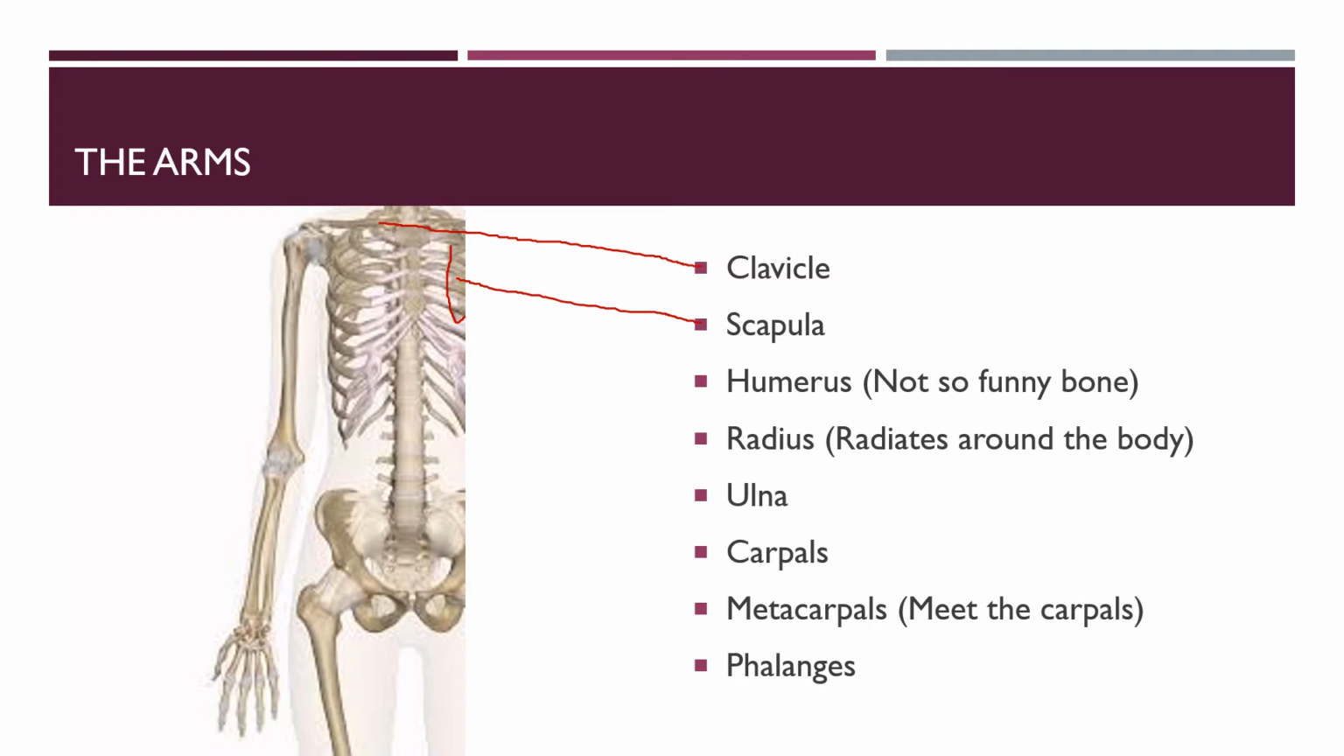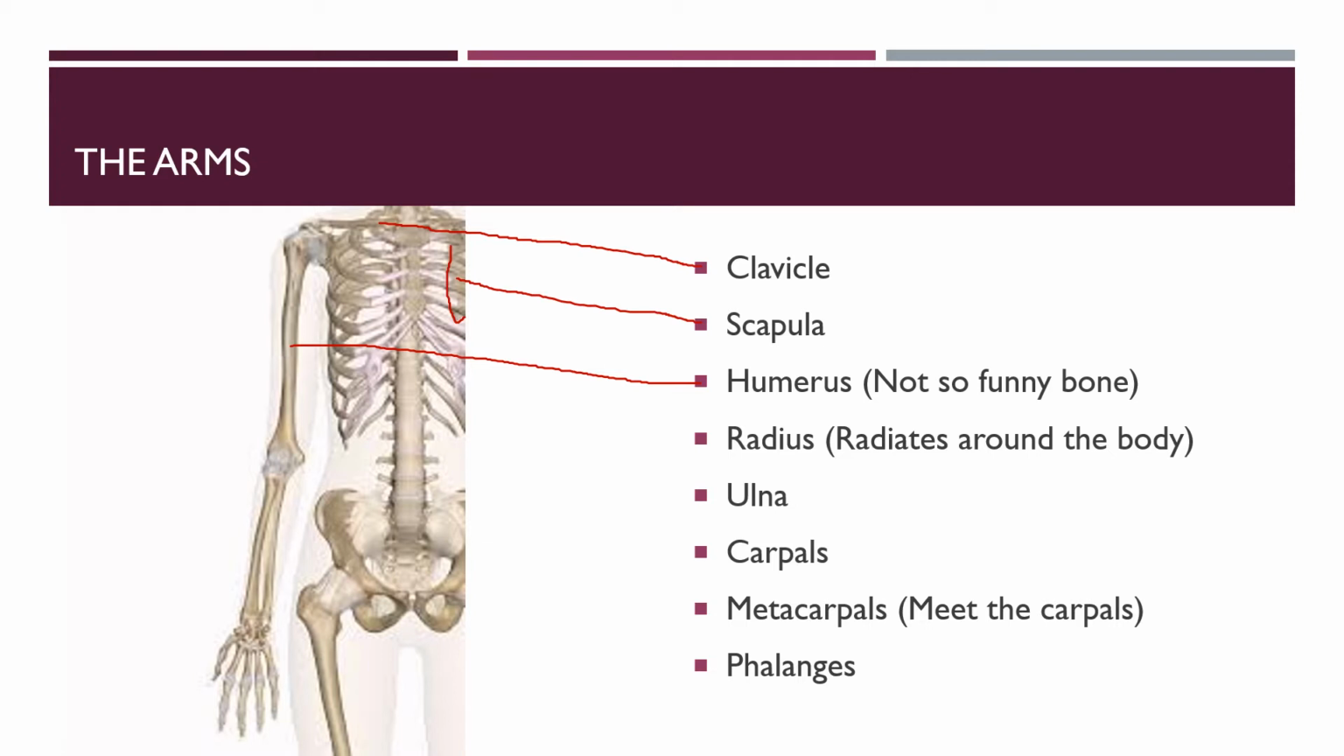The next bone that we're going to discuss is that of the humerus. Now the humerus, I call it the not so funny bone. Humor, funny, okay, haha, trying to be funny. But the humerus is the upper arm bone. And it's the largest bone in the arms, or I should say the longest bone in the arms.